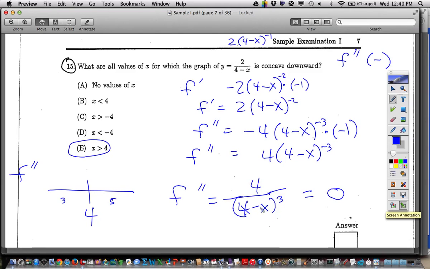So anyway, you put a 3 in here, you're going to get a positive. Put a 5 in here, you're going to get a negative. So concave down to the right of 4, when x is greater. So all these things we did with the chart before, there's going to be some technicalities that pop up that we've got to be able to deal with.